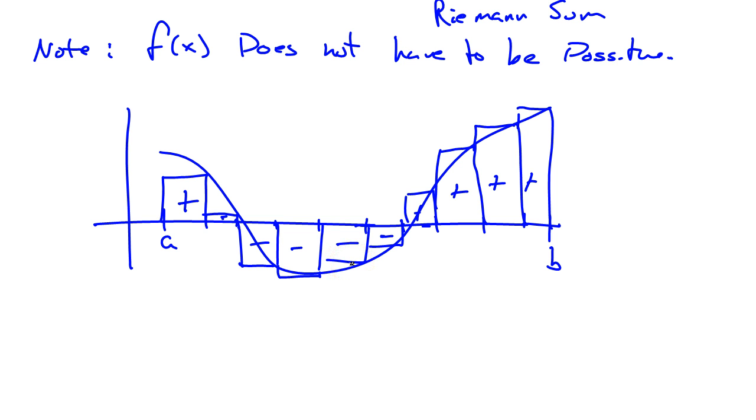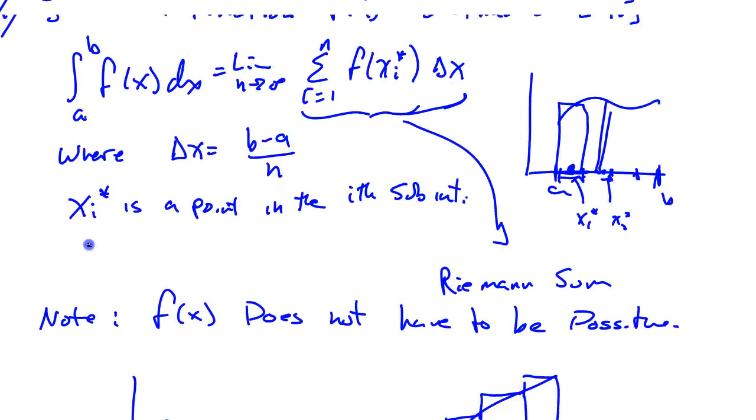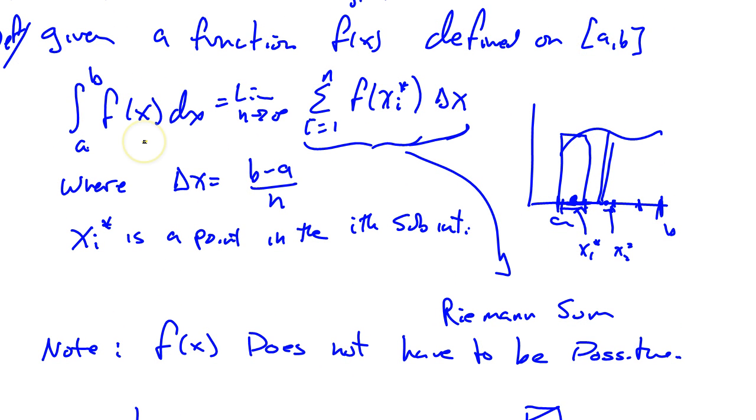Anyway, whether the function is positive or negative is irrelevant when it comes to what the definition is. Just take the interval from a to b, cut it up into n pieces, pick one point in each interval to plug into your function, take that height times delta x, add them all up, take the limit as n goes to infinity. Okay? And that's what we call the definite integral.